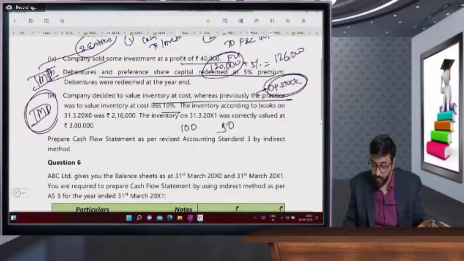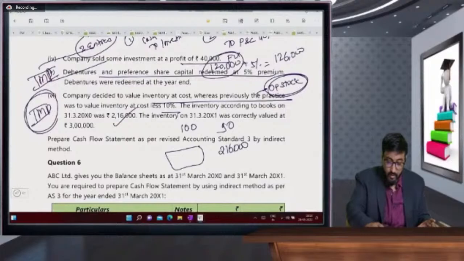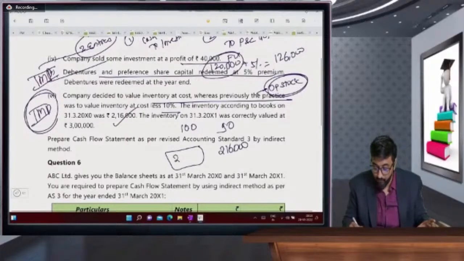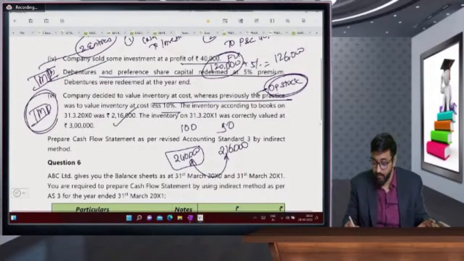So last year's stock is 2,16,000. So 2,16,000 into 100 divided by 90, 2,40,000. So correct treatment, it should be recorded at 2,40,000 at 100 rupees. So this inventory must be increased. Opening inventory will be increased by 24,000. If opening inventory is increased by 24,000, so what is the entry?